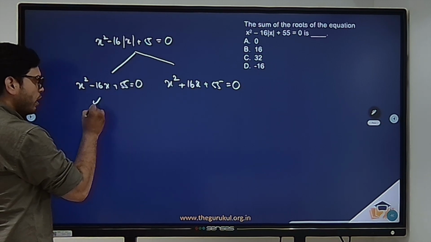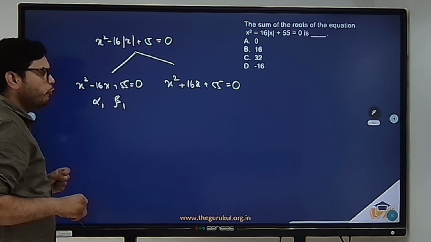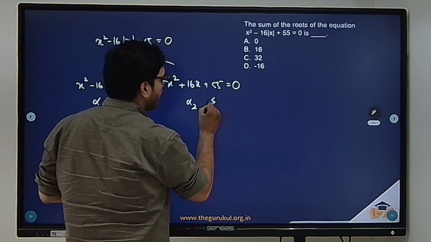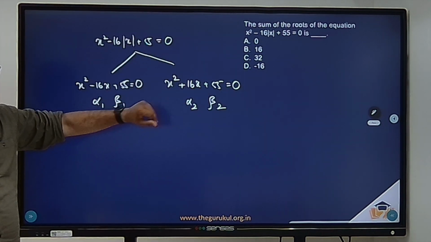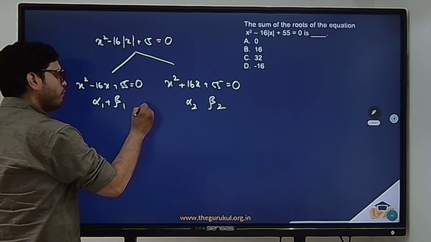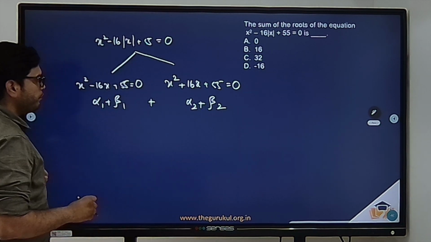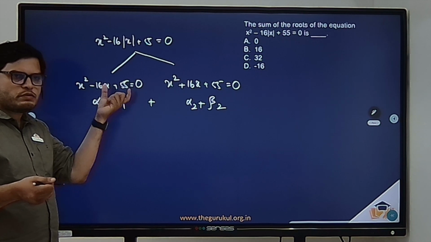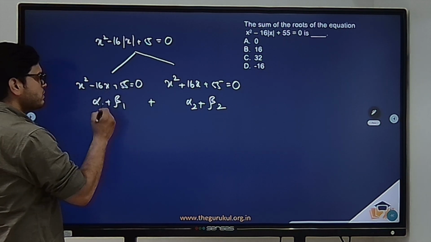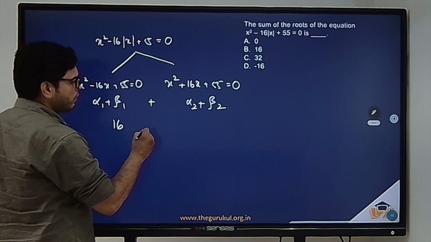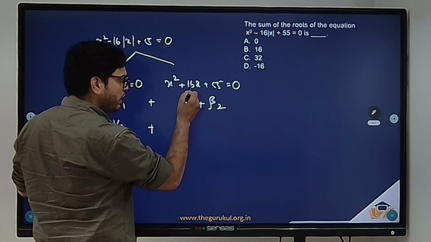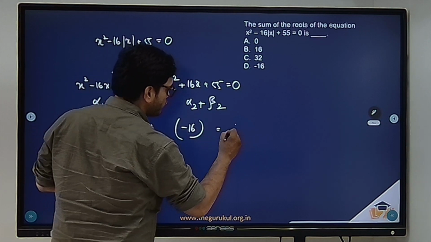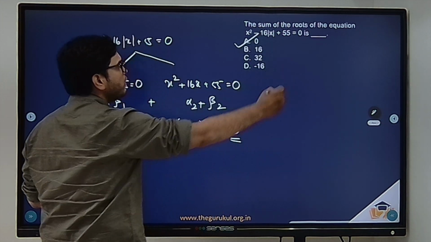Now let me assume alpha 1 and beta 1 to be the roots of this quadratic equation. Similarly, alpha 2 and beta 2 roots of this quadratic equation. Then we want a sum of these four. Right. Now, what is the sum of the roots of a quadratic equation? Minus b by a. So minus of minus 16 by 1, 16 plus. Now minus b by a, minus 16 by 1, minus 16. You are asked to find the sum of these two. The answer for this question should be 0.